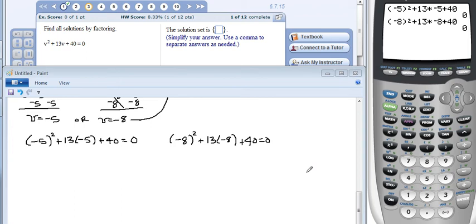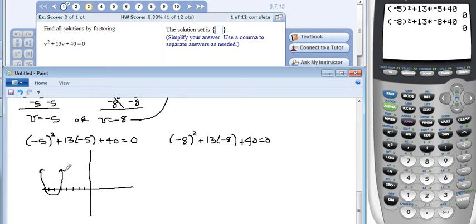Well, now remember our graphical piece of this. We have a quadratic that should be crossing at negative 5 and negative 8, right here and here. So the quadratic should look like this if we would graph it, if we've done it right.